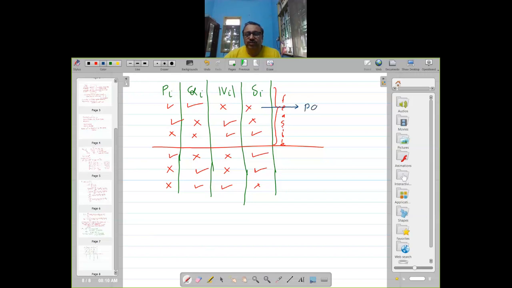PQ bus, which is also called a load bus, where P is known, what is the real load at that bus, and what is the reactive load, that is known. What we have to find out is the voltage magnitude and voltage angle.